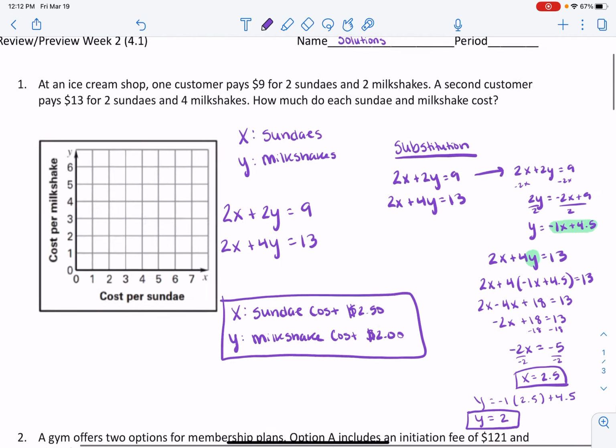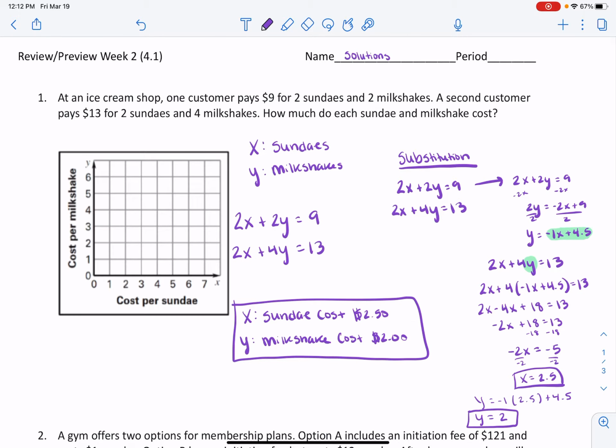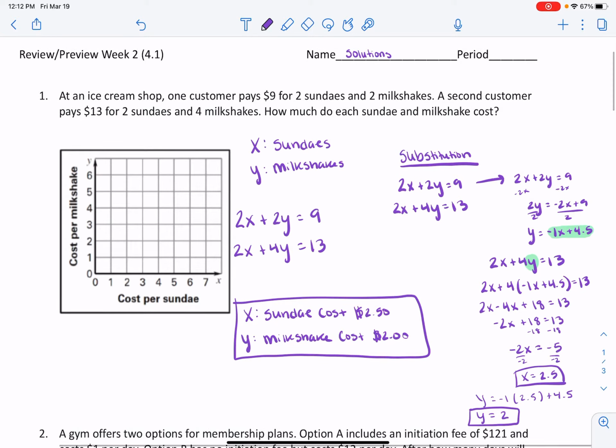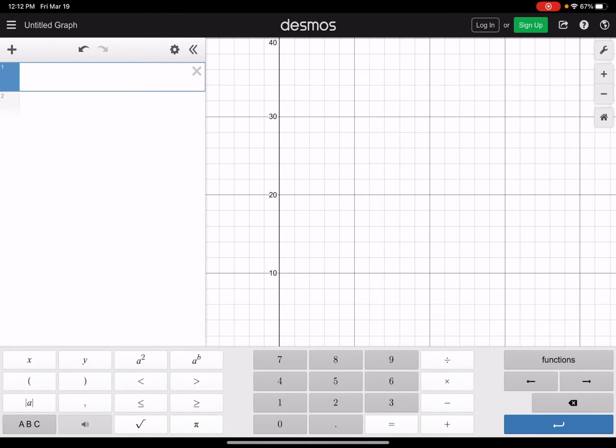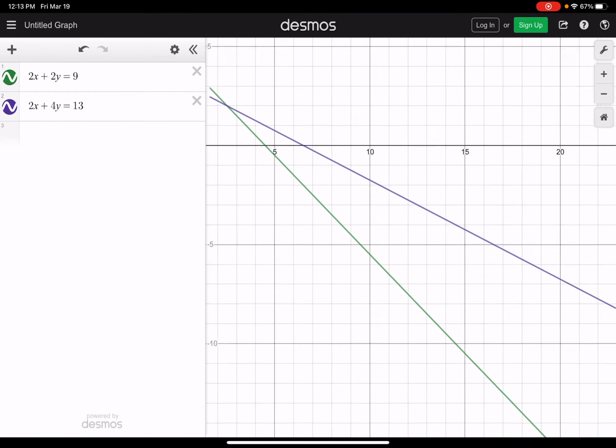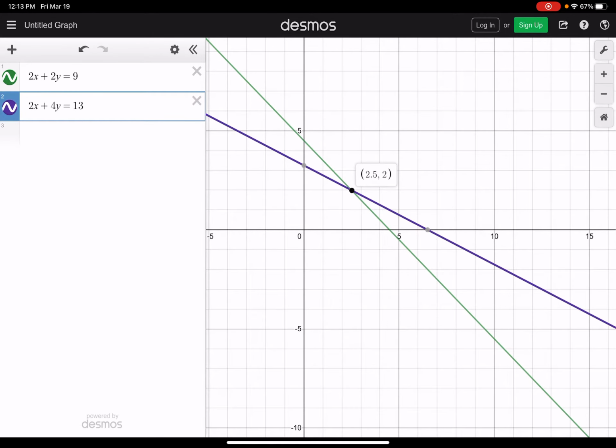Okay, and before we keep going, let's go ahead and take a look at the graphing method. So we already know that they cost $2.50 for a sundae and $2 for a milkshake, but we can look at our graph for this. Go ahead in Desmos and say, all right, we've got 2x plus 2y equals 9 and 2x plus 4y equals 13. And we can see that they do cross at 2.5 and 2. So that's a really good way to even just check your answer if you're using substitution or elimination, just to see what you end up getting.